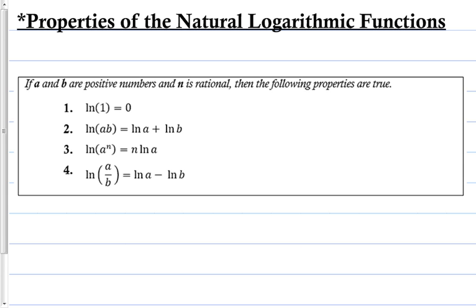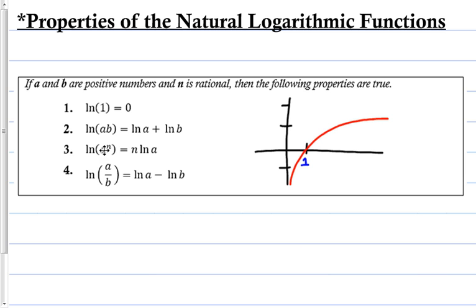Obviously, the natural log of 1 is 0 because the graph for the natural log looks a little something like this. So at 1, it hits the x-axis, so that's 0. If I have a natural log of two functions being multiplied, or two numbers, I can add them instead.